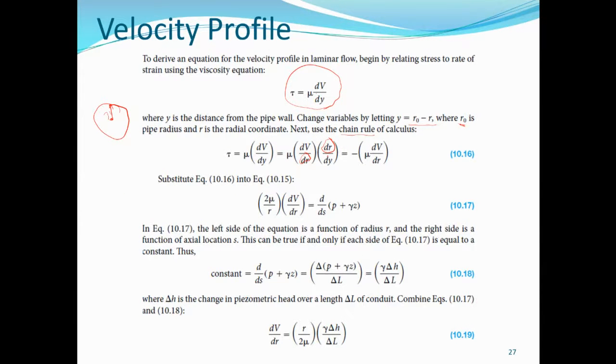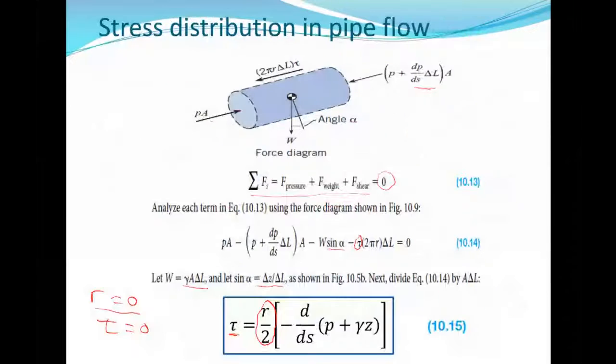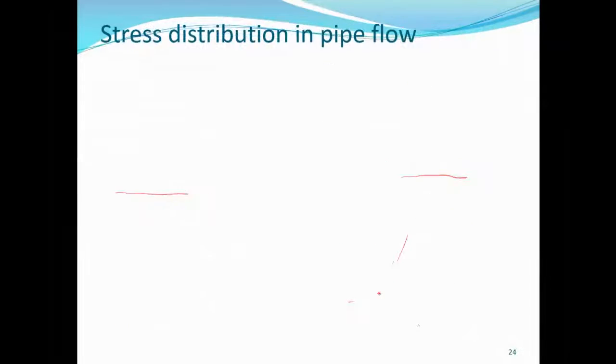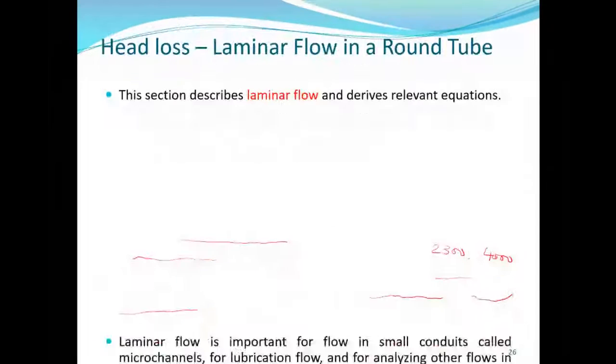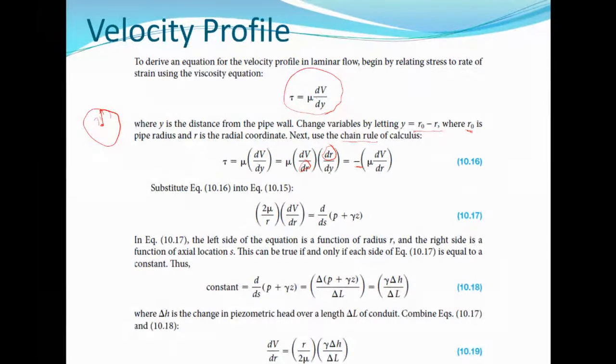And when we differentiate dr/dy from here, we have -1. So that's why we have the minus sign here. Then substitute equation 10.6 into 10.15. 10.15 is the shear stress formula which we derived before this one. Yes, this is the shear stress distribution in pipe flow. So we have now substituted for the shear stress equation.